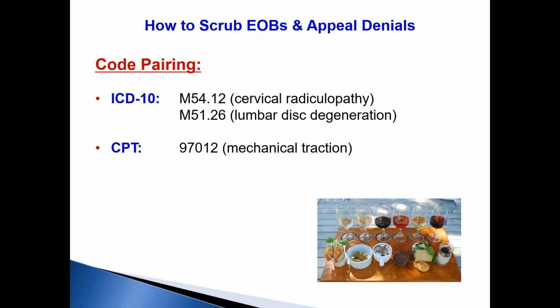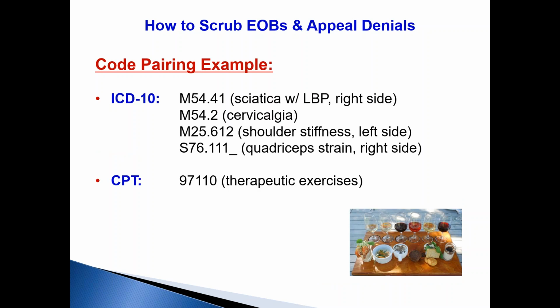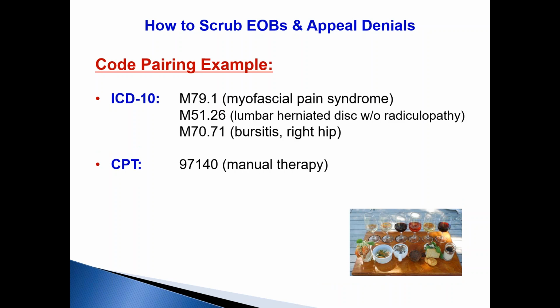Now, I've become a master of pairing procedure codes to diagnosis codes. So you should do that. It'll prevent denials. So if you're going to diagnose a patient with radiculopathy or disc degeneration, mechanical traction pairs beautifully with that. You've got a patient with shoulder stiffness, therapeutic exercises pairs beautifully with that.